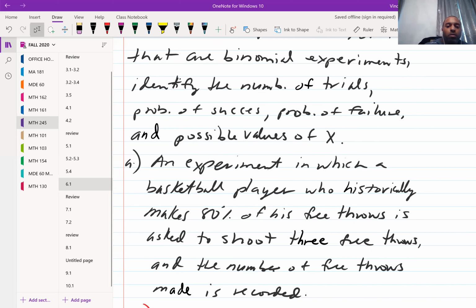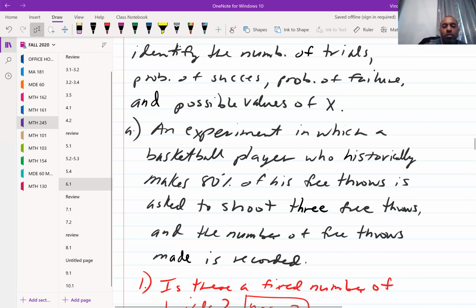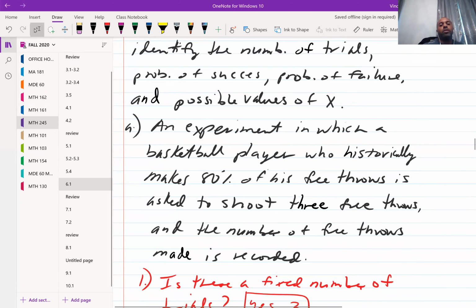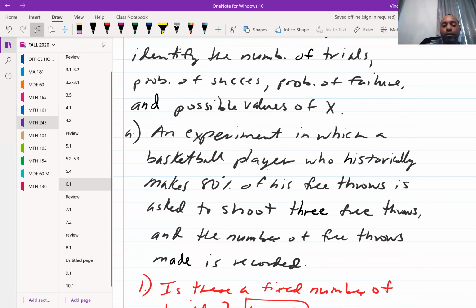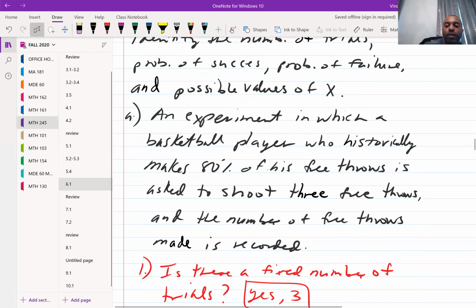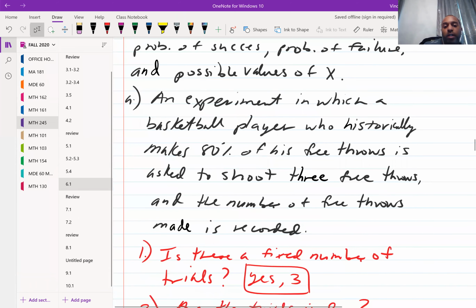All right, can I scroll up? Okay, so we're going to run through the 4 criteria first. So the first one, is there a fixed number of trials? The answer is yes. They asked him or her to shoot 3 free throws, so it's a fixed number of trials.